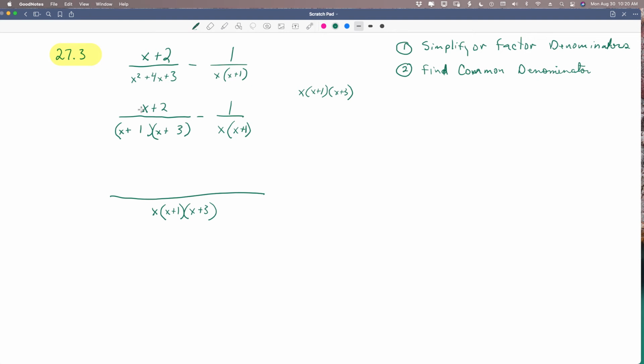So this already has the x plus 1 and the x plus 3, so the only thing that's missing is the x. So we say x times x plus 2. We bring down our operation. And this already has the x and the x plus 1, so all it's missing is x plus 3. All right, so that was fairly straightforward. Now we can distribute, which is our third step. Okay, so let's do that here.